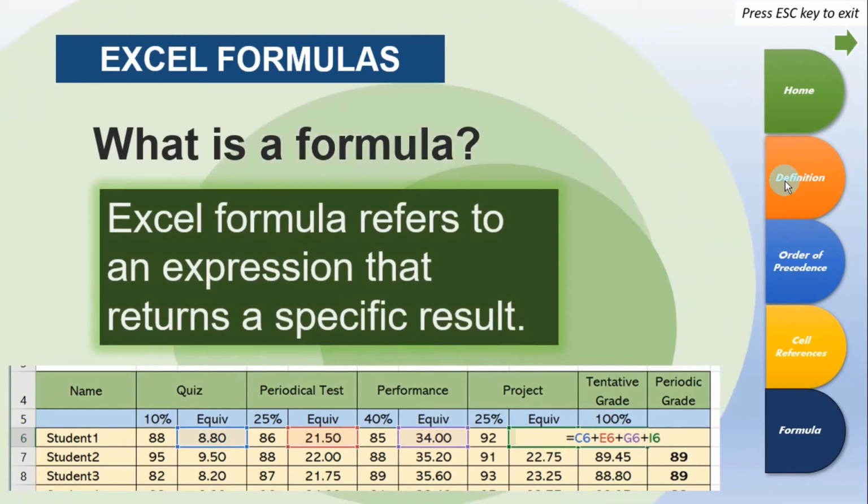First question will be, what is a formula? In Microsoft Excel, formula refers to an expression that returns a specific result. Let's try to look at the sample data here. This is a grading sheet. As you can see, we can only see here the result of the formula, unless we double click at the entry here, then you will be able to see that there is indeed a formula. But it's actually hidden when you view it in Microsoft Excel workbook. Let's move on to the order of precedence.